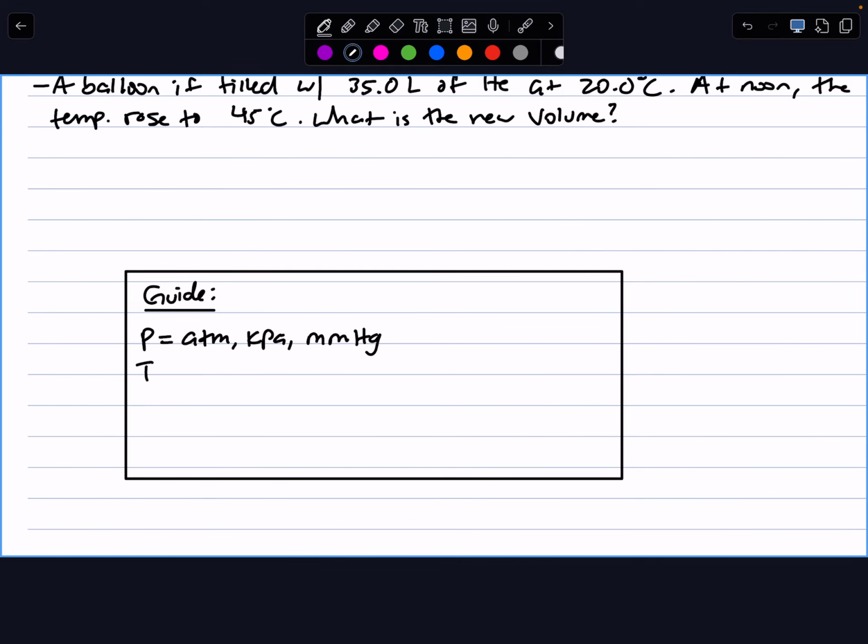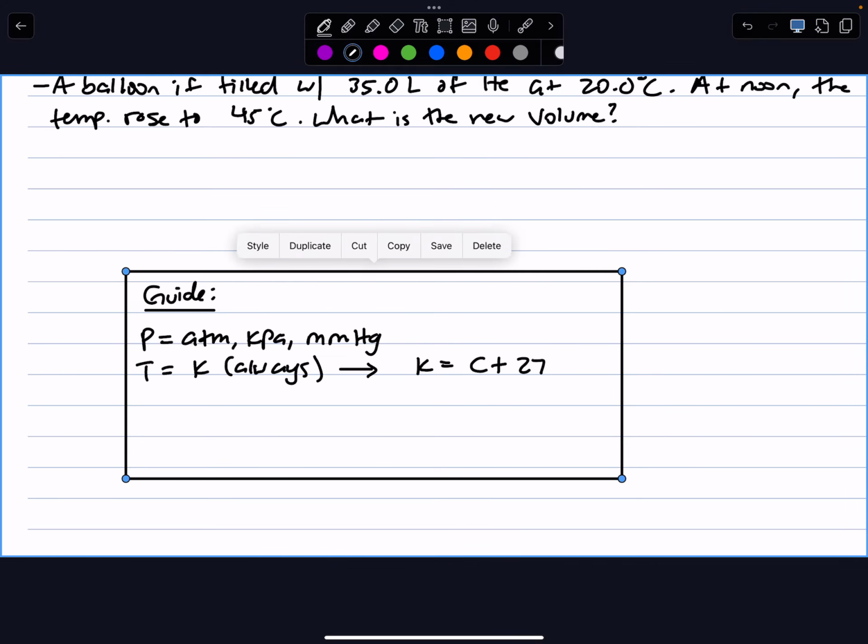Temperature should always be in Kelvin. What is the formula to find Kelvin? Kelvin is equal to Celsius plus 273. You should always plug a Kelvin temperature into a problem, and you will always get a Kelvin temperature back. You are never plugging in Celsius. Does that make sense? You are always plugging in Kelvin, and you're getting Kelvin back.